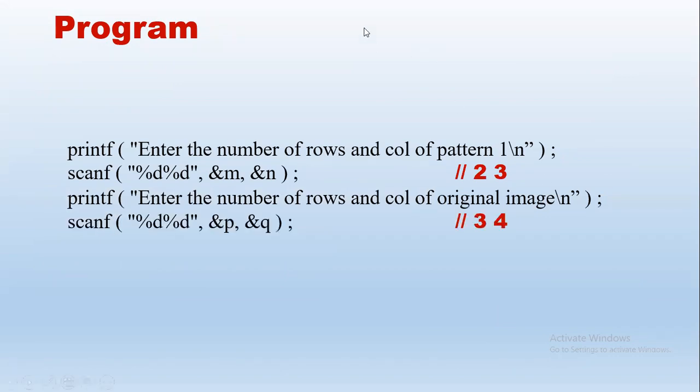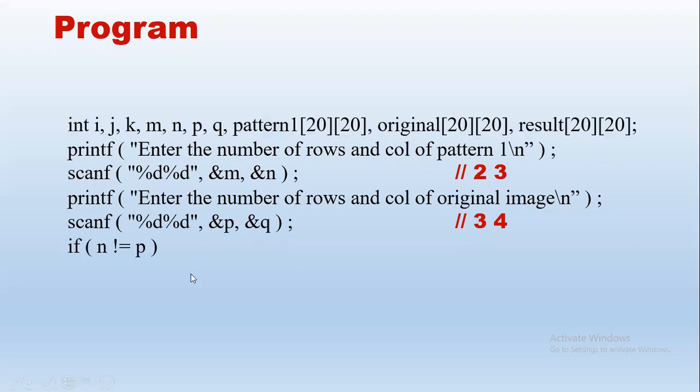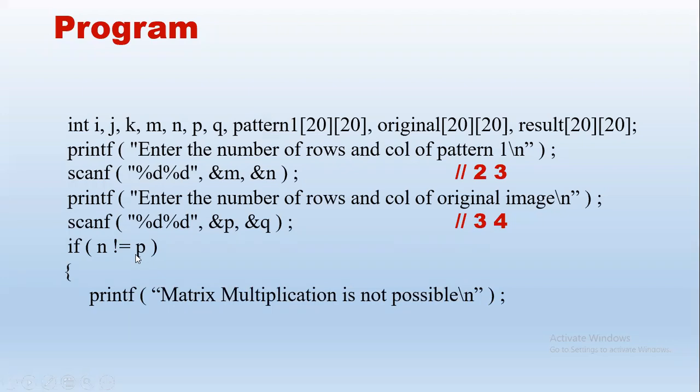Now for this input, can we perform multiplication? Yes, ma'am. Why? Because the number of columns in pattern 1 is equal to number of rows in the second. Yes, because N is 3 and P is 3. So 3 equal to 3, the condition is true. So if N is not equal to P, then we cannot multiply, right? Since here N is also 3, P is also 3. So 3 and 3 match together. So we can multiply them. So in case the condition is N is not equal to P, then matrix multiplication is not possible.